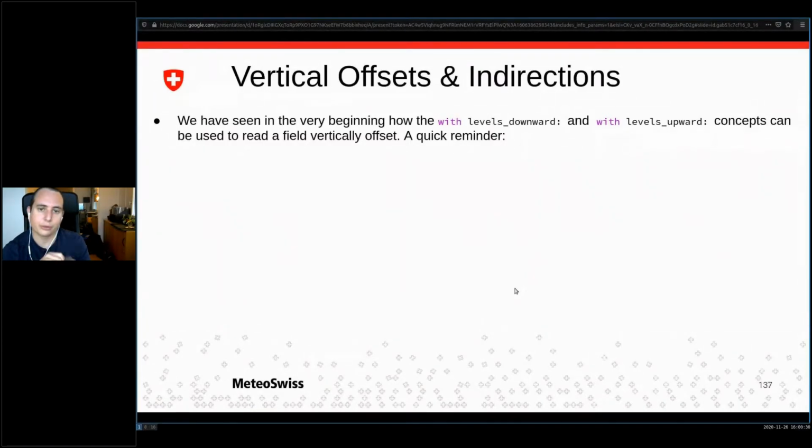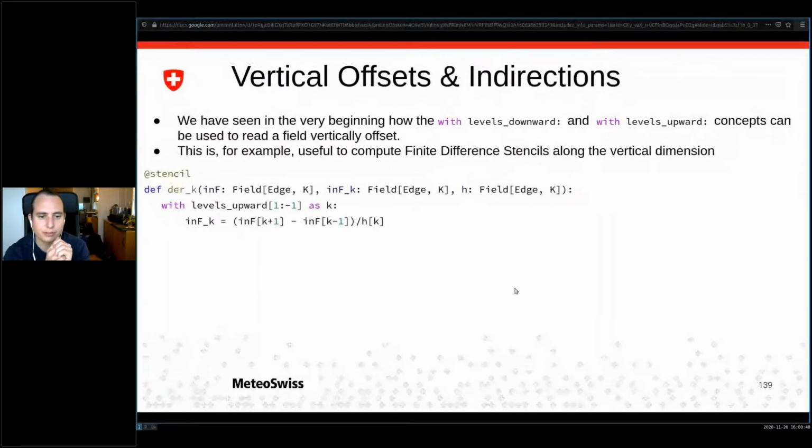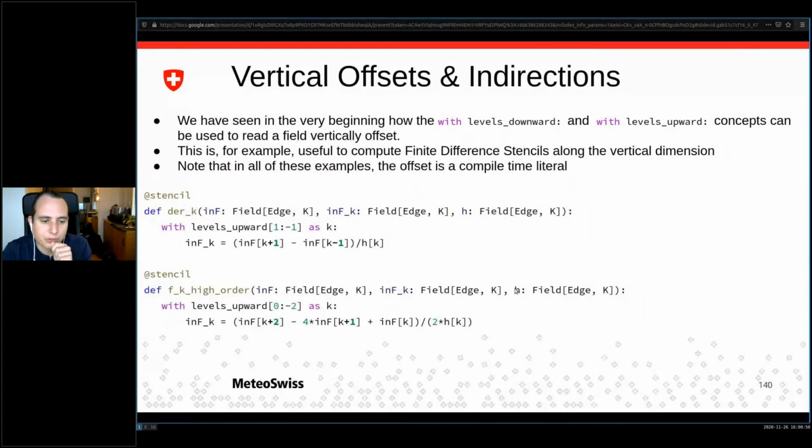What we want to talk about now is that in the beginning, we had these vertical offsets, right? Where we shifted one value down. And this is already quite useful because with this you can, for example, do finite difference stencils in the vertical. And this is general in the sense that you're allowed to go further. You can do a higher order stencil by using higher compile time literals. It's not only +1, -1, you're also allowed to use +2.